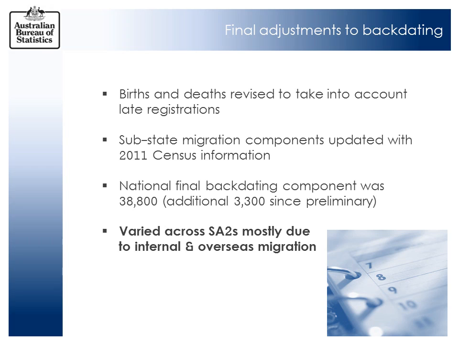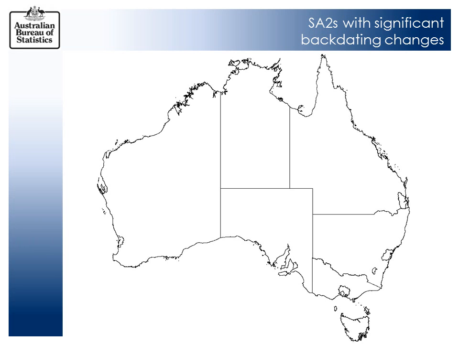Nationally, the overall backdating component for final rebasing was 39,000 people. This component varied across SA2s, and generally the large differences were due to the internal and overseas migration. Here are some examples of SA2s with significant revisions to the backdating components.